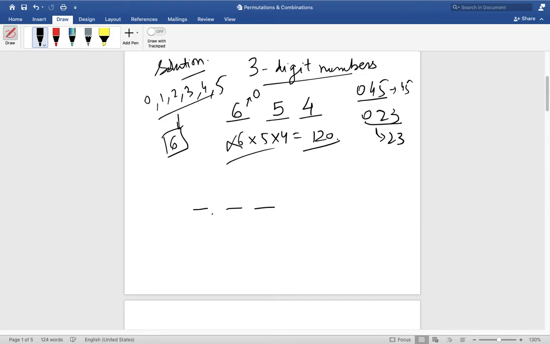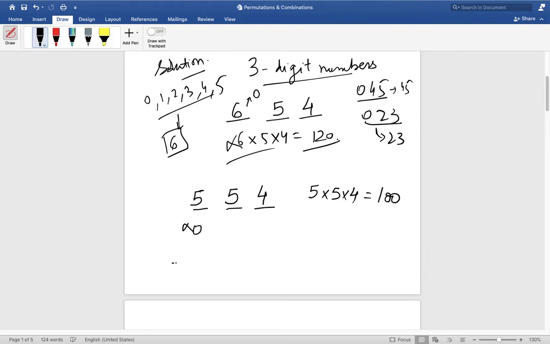1, 2, 3. This is 100th, 10th, and 1th place. I cannot use 0 here. So out of 0, 1, 2, 3, 4, 5, I cannot use 0. I have 5 options I can use. Out of 1, 2, 3, 4, and 5, I can use anyone. So I have 5 choices. Now I used 1 over here, so I will have 4 choices over here, but now 0 is also available. So 4 plus 1 is 5. Again, I am using 1 digit over here, so now I will be left with 4. So total number of 3-digit numbers for the given condition would be what? 25 times 4 is 100.